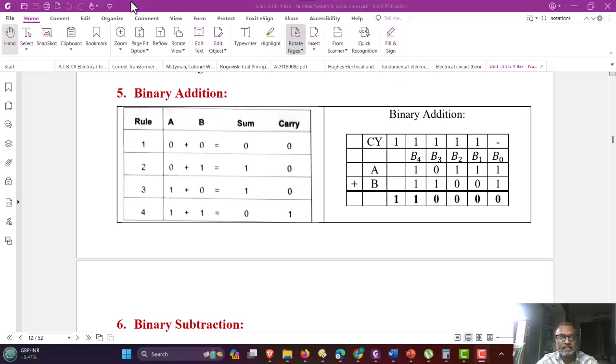Today we will see the arithmetic operation in various number systems. First we will see the arithmetic operations in binary system. Let us study the binary additions.